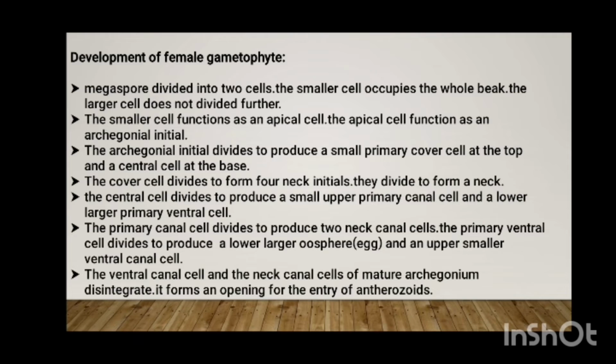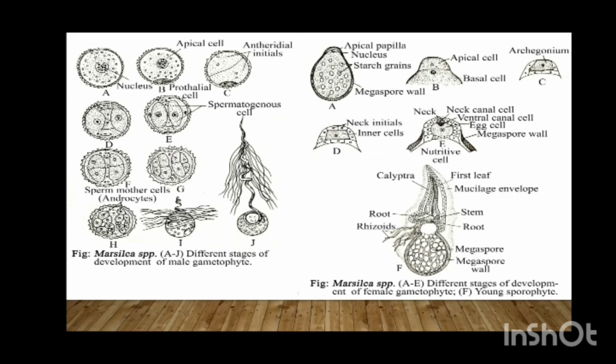The central cell divides to produce a small upper primary canal cell and a lower larger primary ventral cell. The primary canal cell divides to produce two neck canal cells. The primary ventral cell divides to produce a large lower oosphere, the egg, and an upper smaller ventral canal cell. The ventral canal cell and the neck canal cells of the mature archegonium disintegrate. It forms an opening for the entry of antherozoids. This is the male and female gametophyte development.